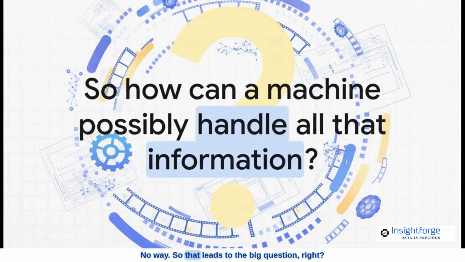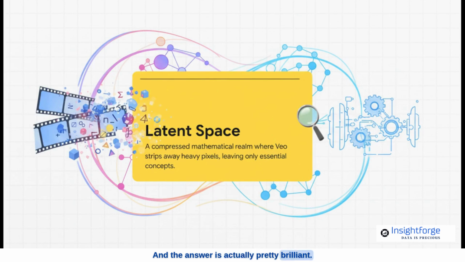No way. So that leads to the big question, right? How can any system possibly manage that much raw information without just completely collapsing under the weight of it all? And the answer is actually pretty brilliant. Veo doesn't think in pixels. It thinks in ideas. It takes that heavy video and translates it into this lightweight, compressed mathematical world called latent space. Think of it like a conceptual shorthand, where all the heavy pixels are stripped away, leaving only the essential stuff: the objects, the motion, the vibe of the scene.